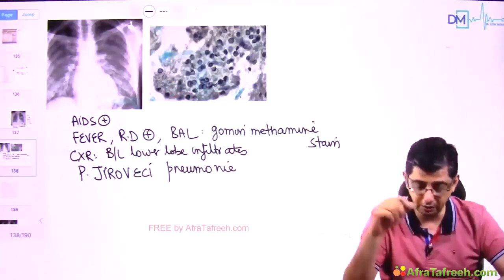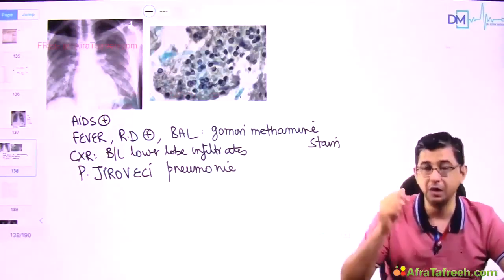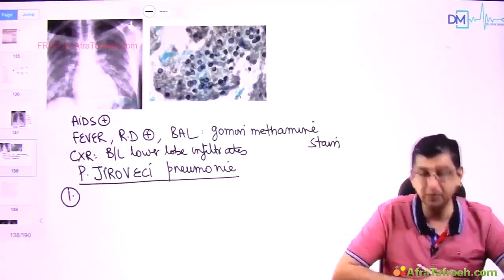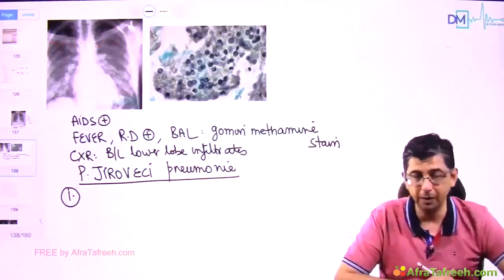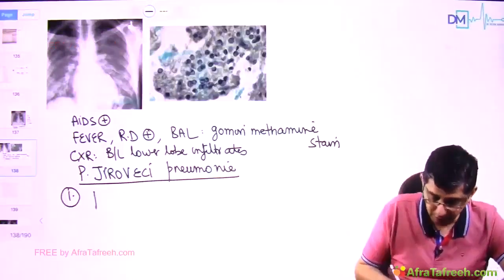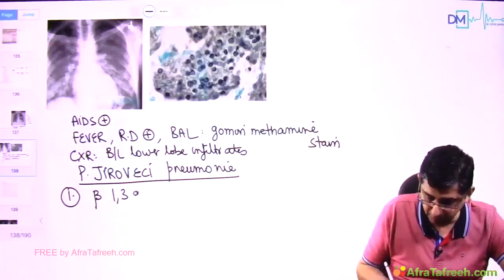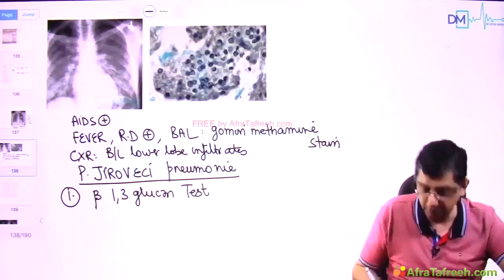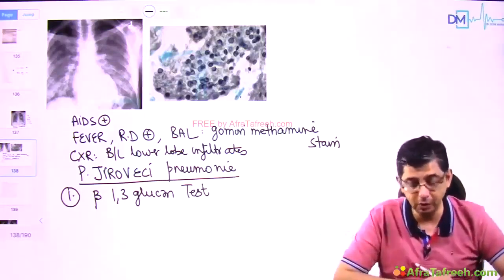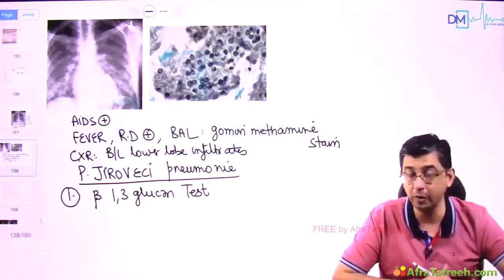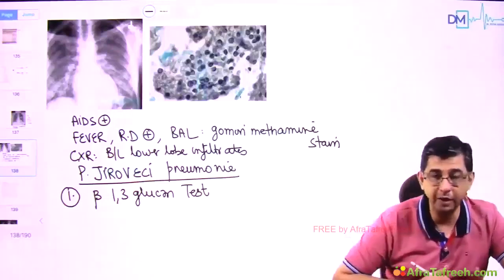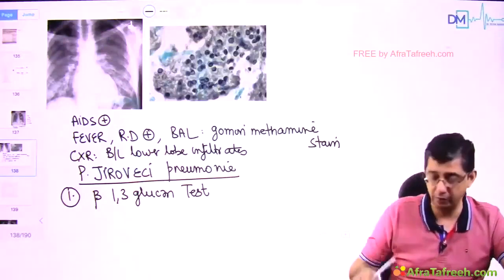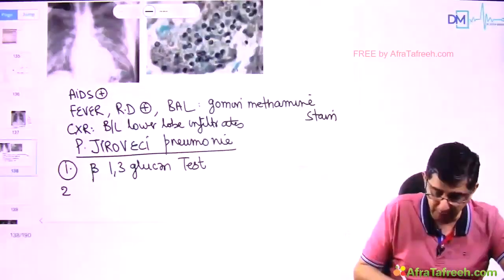Now let us look at the investigations that we will do for jirovecii, and especially because this is a fungal pneumonia, you should be aware of a blood test for this patient that will pick up the infection, and that is called the beta-1,3-glucan test, BDG. Beta-1,3-glucan test is a non-invasive test to diagnose fungal infection, because normally if you do a sputum culture, you will have to use Sabouraud's dextrose agar and the colonies will take a long time to appear. I don't have that much time at my disposal, so I will use a non-invasive test, the beta-1,3-glucan test.